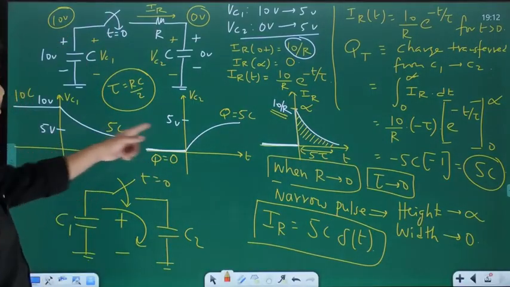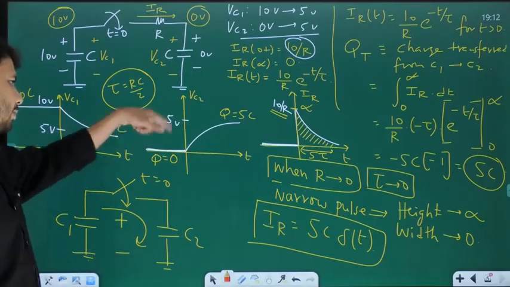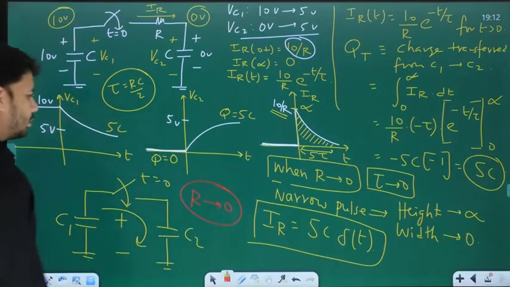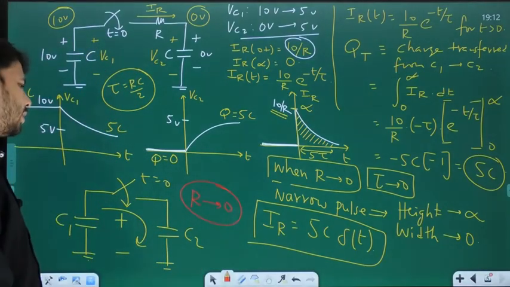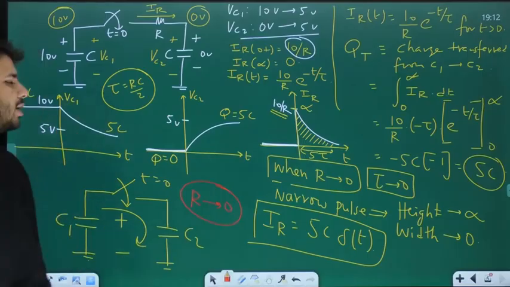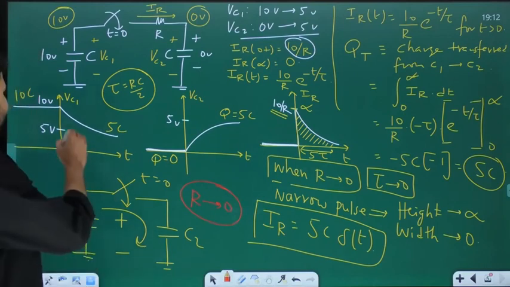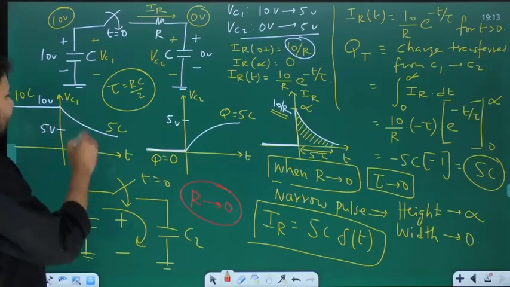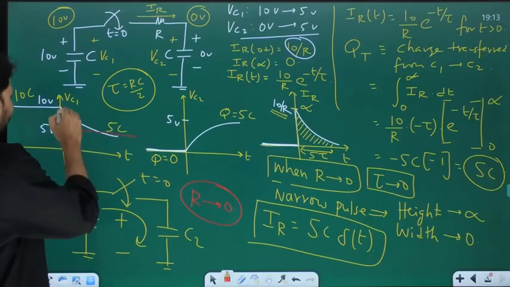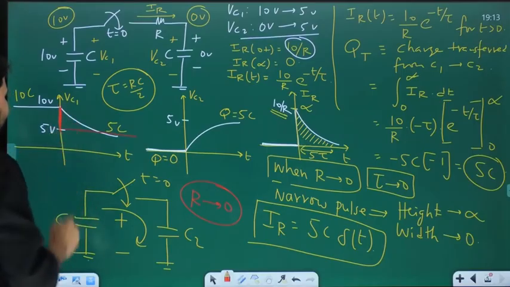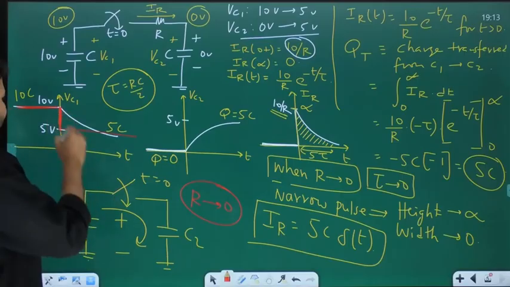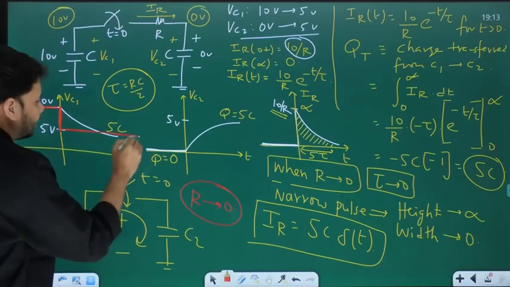Okay. So how will these two waveforms get modified, Vc1 versus t and Vc2 versus t, when R tends to 0? Just now I told you, when R tends to 0, an impulse current will flow. The voltage drop also will change instantaneously for both the capacitors. Here it is taking some time to go from 10 volts to 5 volts, but when R will tend to 0, the change is going to be sudden or instantaneous. Up to t equal to 0, it is 10. Suddenly at t equal to 0, when you close the switch, it will drop to 5. It just remains at 5.